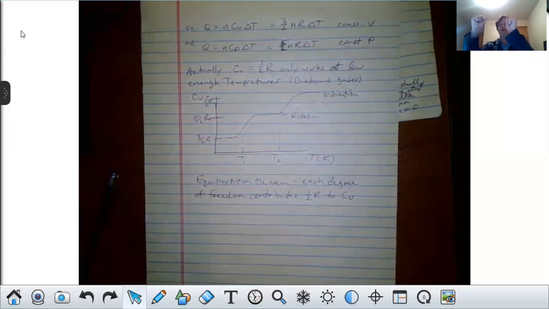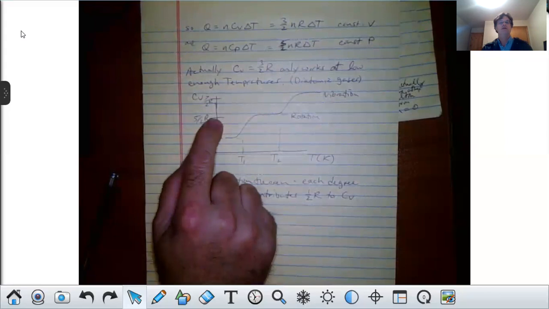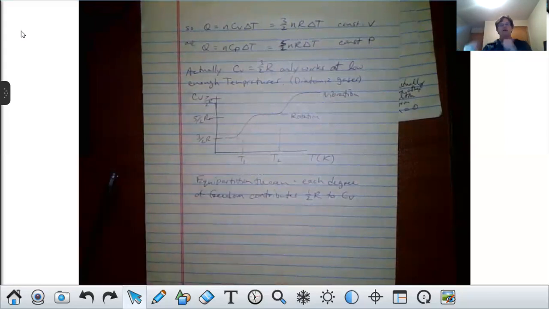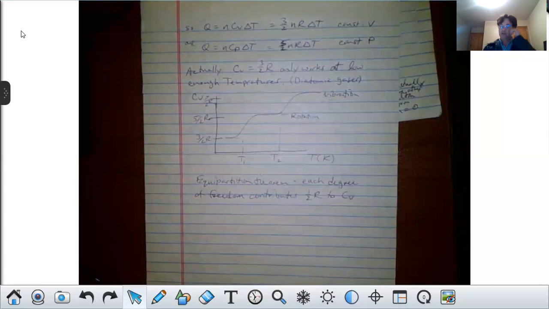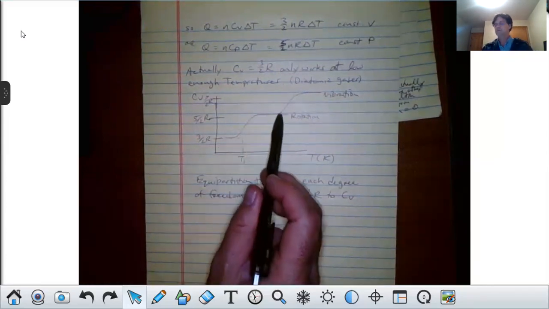Now, if you can rotate, you've got 2 more degrees of freedom, and that jumps it up to 5/2 R. If you can vibrate, you've got a couple more degrees of freedom, and that gets you up to 7/2 R. Okay, so that was actually expected. What wasn't expected was these jumps.